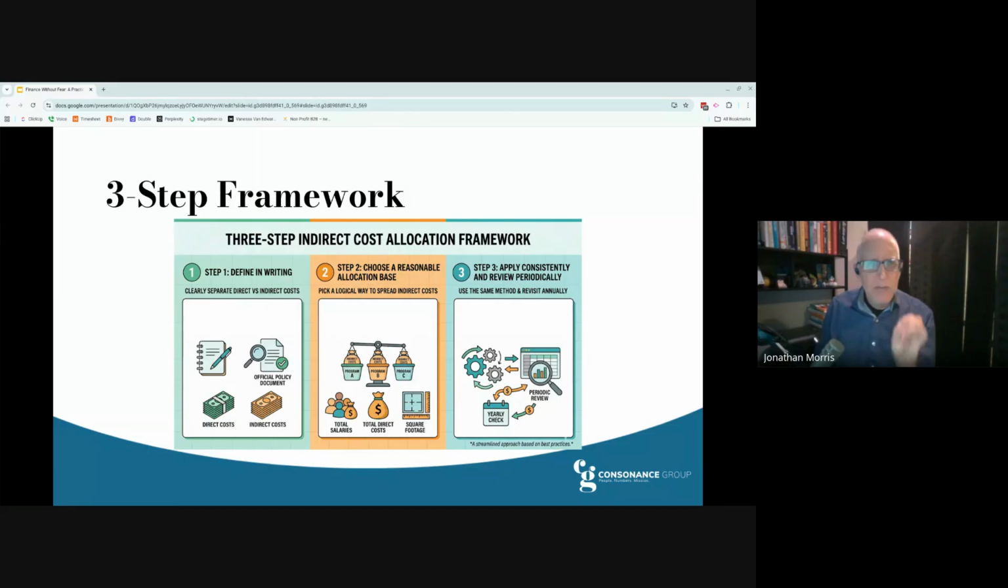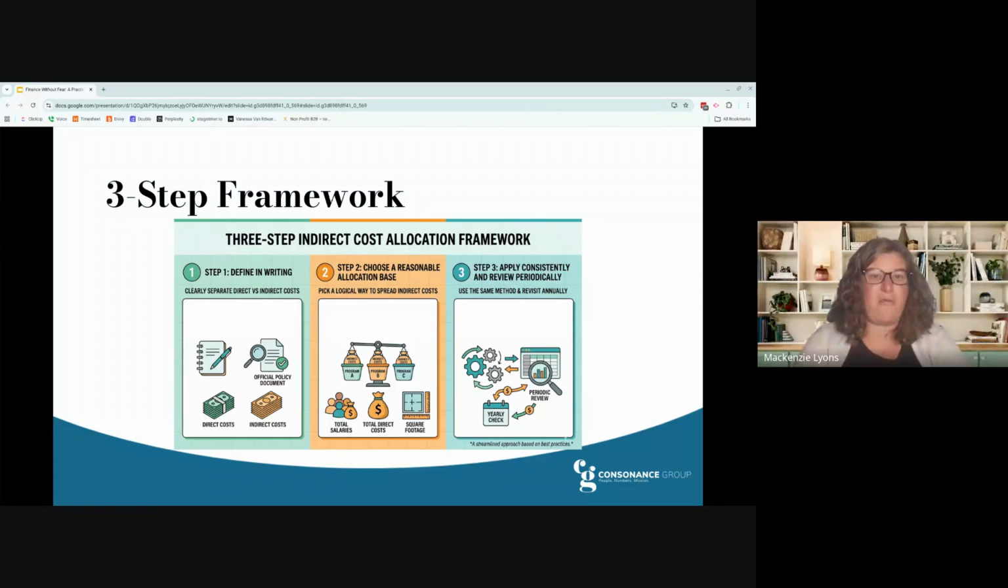Step 3 is to apply that methodology consistently and review it periodically. You have to use the same method across all the programs and funding sources so that, again, that consistency is equitable to all of your programs and funding sources. Then revisit that every year or two to make sure it still matches how you operate.